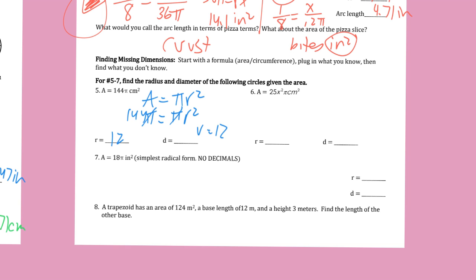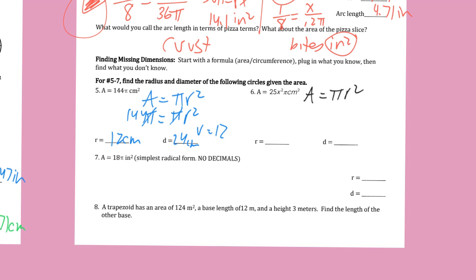And so 12 what? Centimeters, it looks like. And so the diameter would be 24 centimeters. And if you had to find the circumference, you could use the radius or diameter to find the circumference. So I think they're going to ask you to do that on some of your questions on your Delta Math. Again, if they give you the area equals pi r squared.